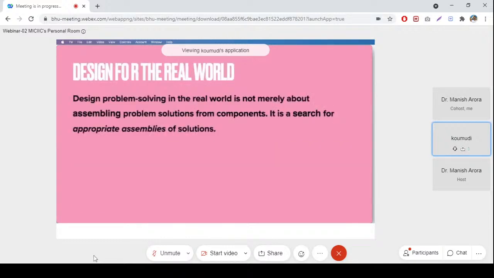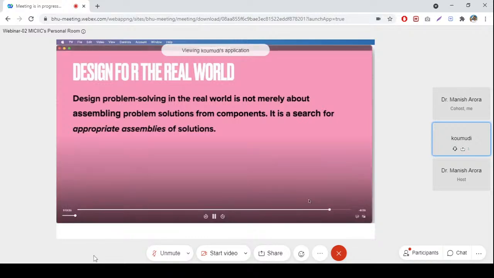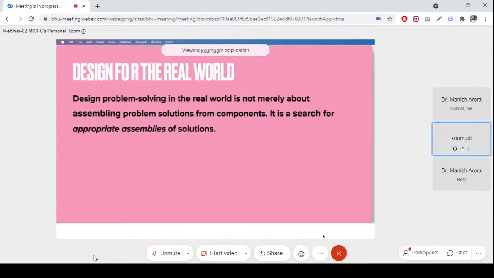Now, in the real world, actions have consequences and sometimes are dependent on other conditions or parameters for their occurrence. Under these circumstances, one can never be certain that a partial sequence of actions that accomplishes certain goals can satisfy all the conditions, all the stakeholders, and attain all the goals of the problem. For this reason, design problem solving in the real world is not merely about assembling problem solutions from components. It is a search for appropriate assemblies or solutions.